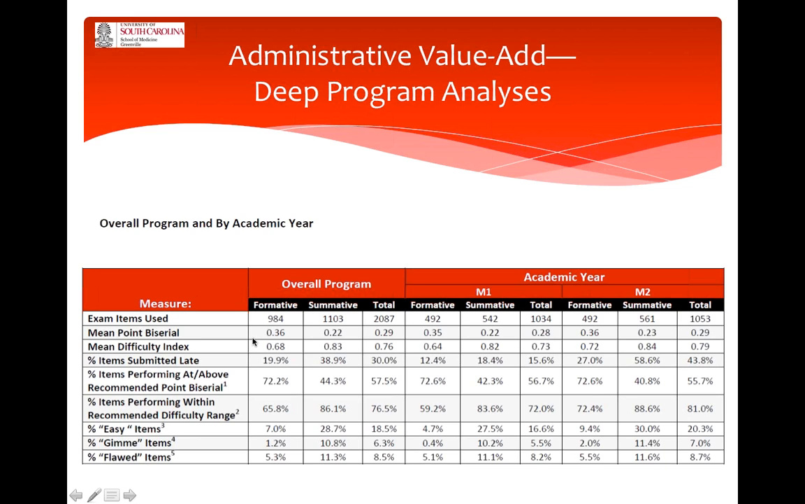So we're going to look at their item performance, the mean point by serial, the mean difficulty index. We track the percentage of items that are turned in late. And by being able to do this, we've been able to demonstrate for our faculty that as they approach and then surpass the test item submission deadline, the item becomes twice as likely to have a flaw that results in it being thrown off the exam. So again, it's very compelling evidence to use with faculty. And again, the percentage of items performing at or above our recommended point by serial.